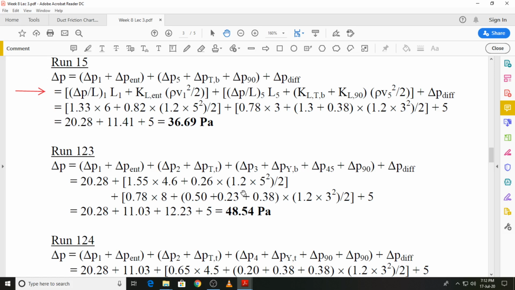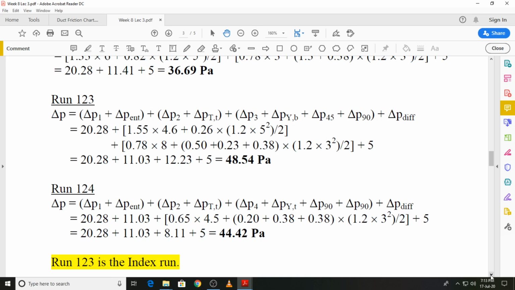Again the total length was 8 meters. In segment 3 the pressure drop was 0.78 pascals per meter. So we have got that frictional pressure drop, and all the loss coefficients are summed up for segment 3: Y into branch, then the 45-degree elbow and the 90-degree elbow. So you can see those three over here multiplied by half rho v square, and this time in segment 3 the velocity is 3 meters per second, to which at the end we add the pressure drop across the diffuser, giving us a total pressure drop of 48.54 pascals.